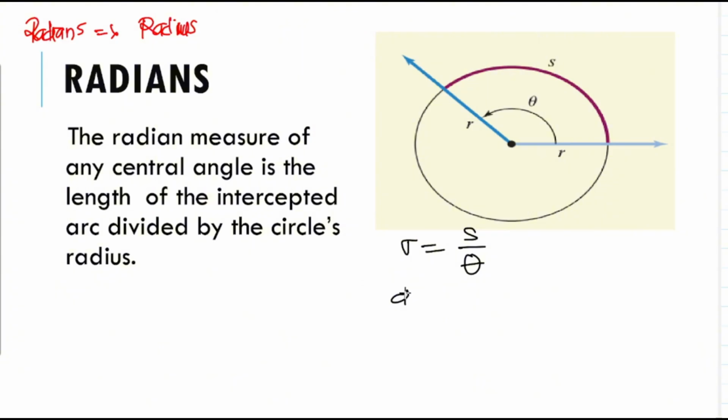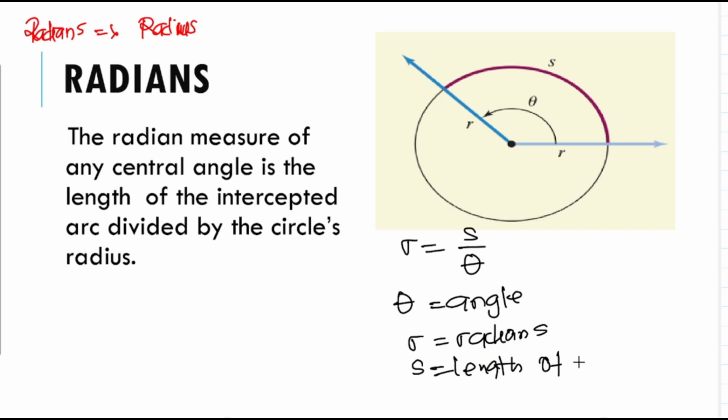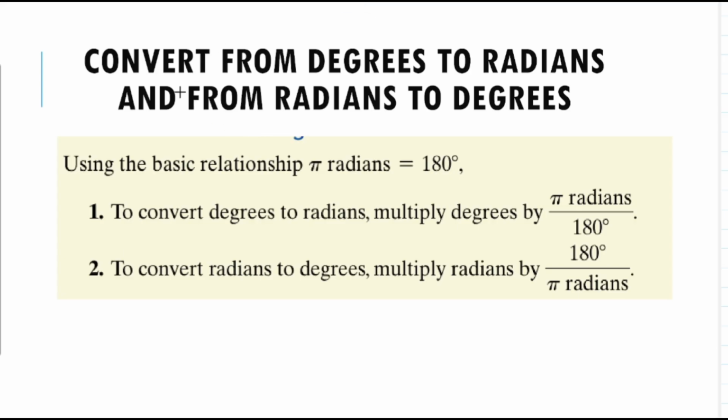Okay, where theta is the angle formed at the center, r equals the radius, or we call it radians now, and s equals the length of the arc. So radian derives its definition from this formula. Okay, so converting from degrees to radian, and from radian to degree.